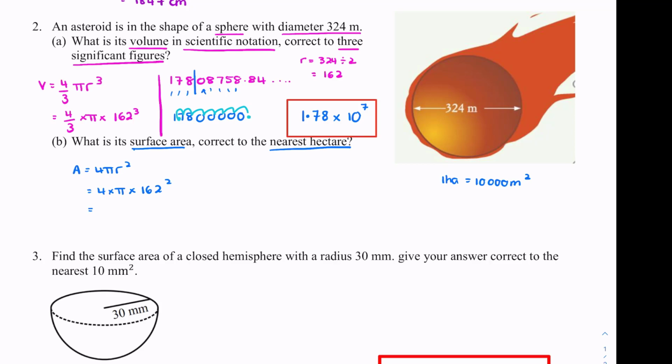And my calculator gives me 329,791.83. And now this is meters squared. Now, to go from meters squared into hectares, we can see they're really dividing by 10,000. Or I could be using that unitary method, but 1 hectare is 10,000 meters squared. So if I just simply divide my answer by 10,000, I get 32.97. So to the nearest hectare, that must be 33 hectares as my final answer.